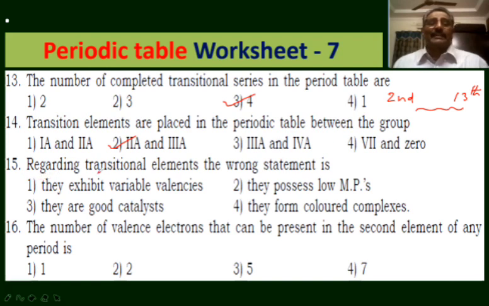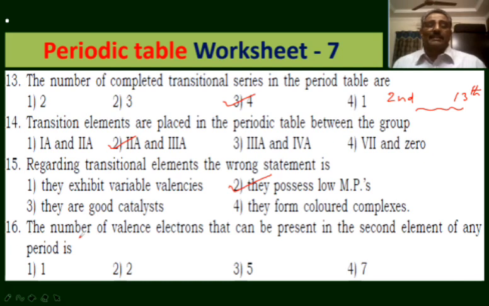15th question. Regarding transition elements, the wrong statement is: they exhibit variable valences. This is right. They possess low melting points. Transition elements possess high melting points and boiling points. So the second statement is wrong. They are good catalysts. This is also right. They form colored complexes. This is also right. The only wrong statement is the second statement. So the second option is the right option for this question.